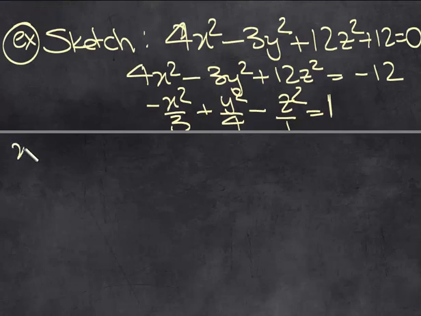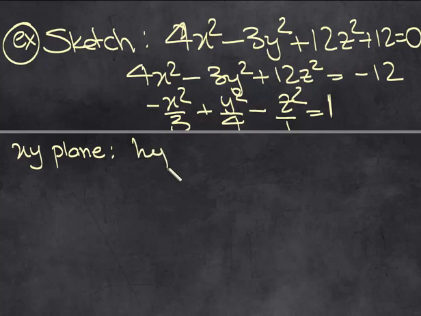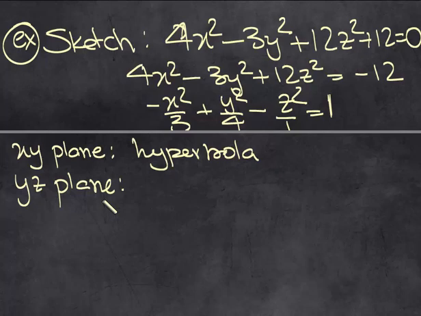So now you just look at the traces. So what's the xy trace? You said z to 0, so what do we get? You get y squared over 4 minus x squared over 3, right? So it's a what? Hyperbola. Everybody see that? If you look at the yz plane, what do we have? YZ trace. And even though I say these are the planes, we are looking at the trace of the plane when the plane slices the surface. Is that okay?